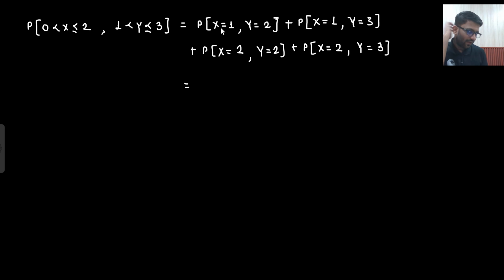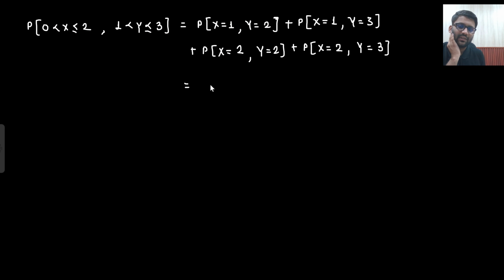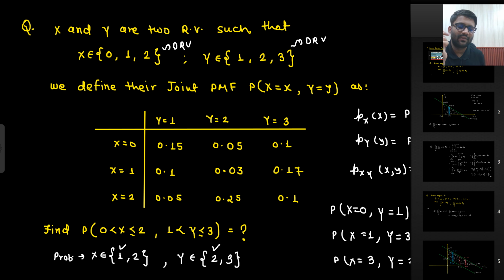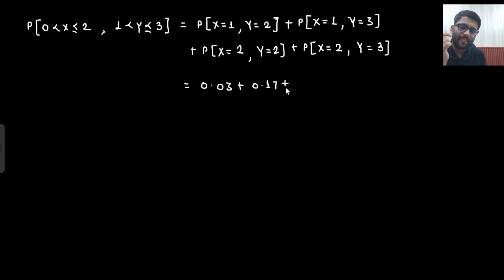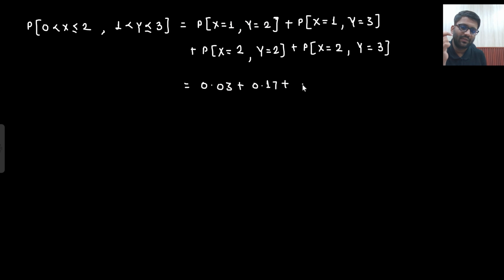Now let me know the probability of X equals 1 and Y equals 2. That is 0.03, plus X equals 1 and Y equals 3, which is 0.17, plus X equals 2 and Y equals 2, which is 0.25, plus X equals 2 and Y equals 3, which is 0.1. So what is the answer? 0.03 plus 0.17 is 0.2, then 0.45, then 0.55. This is the answer.